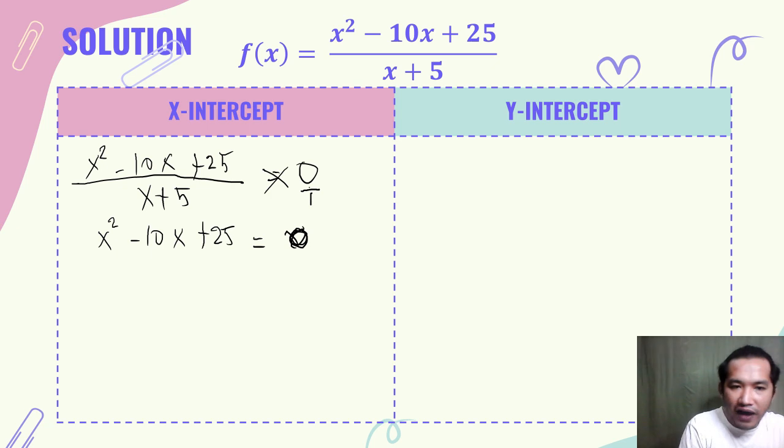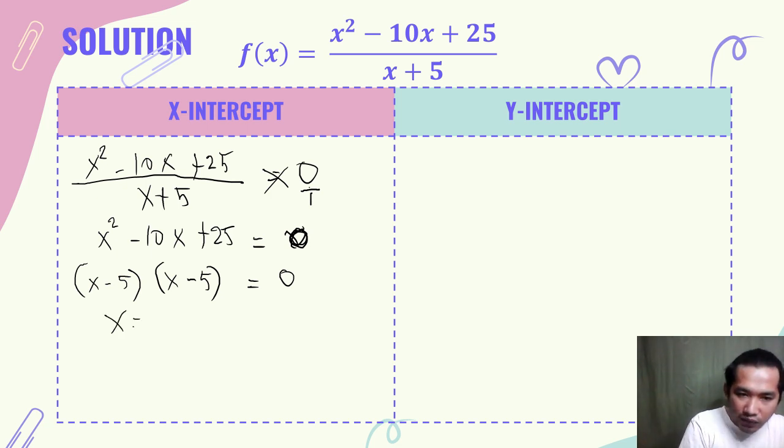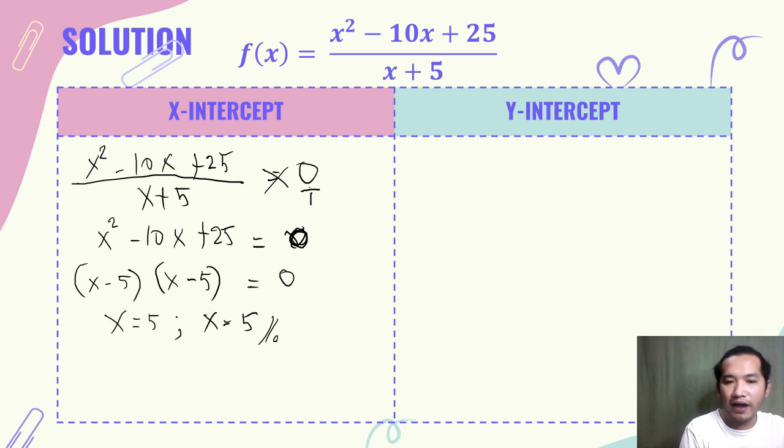And so as you observe, guys, x² - 10x + 25 has a factor of (x - 5)(x - 5), that is equal to 0. As you observe, there are two values of x. So x is equal to positive 5 and x is equal to positive 5. Alright, so that is the x-intercept.